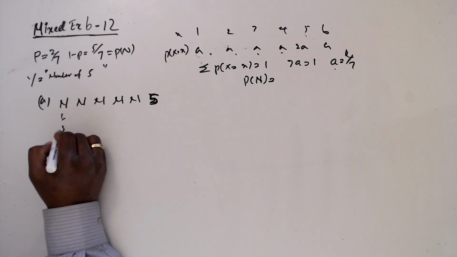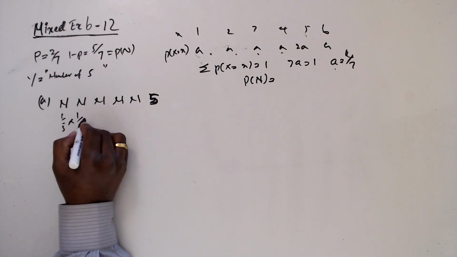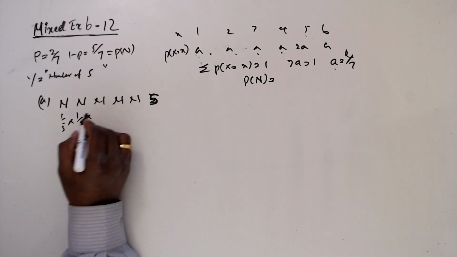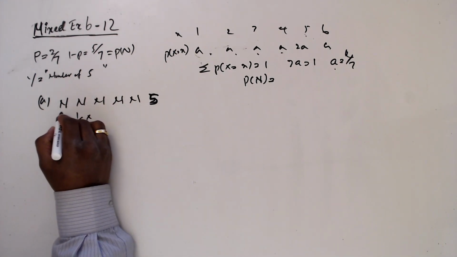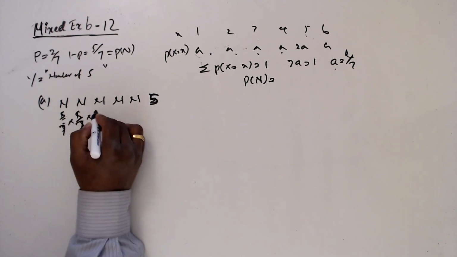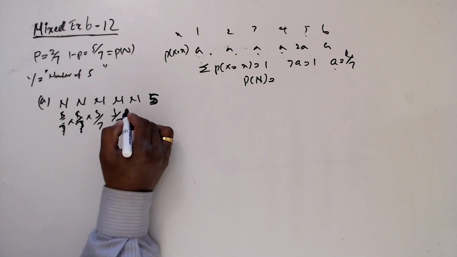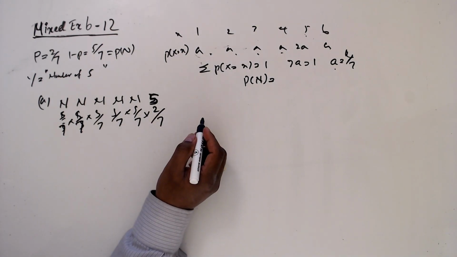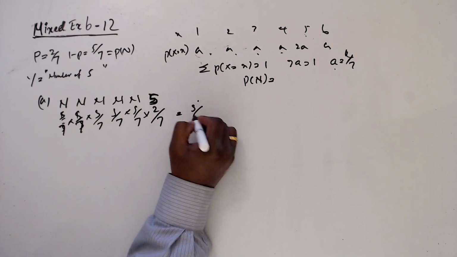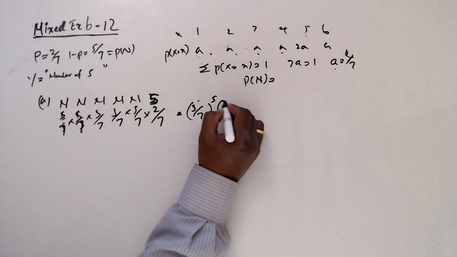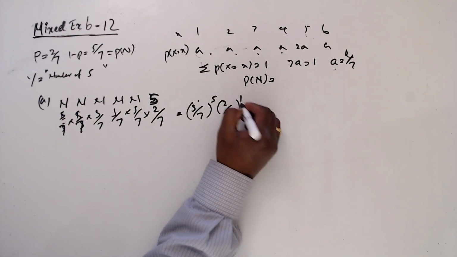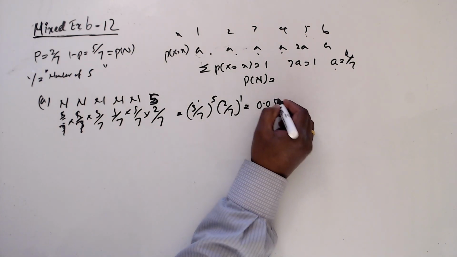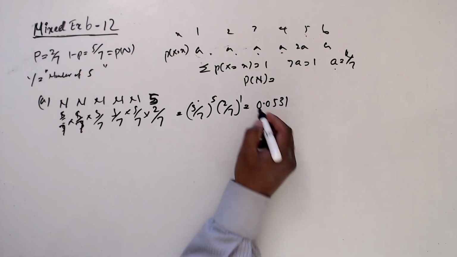So this is 5 over 7, 5 over 7, 5 over 7, 5 over 7, 5 over 7, and 2 over 7. That is 5 over 7 to the power 5 and 2 over 7 to the power 1. So this answer is 0.0531 approximately.